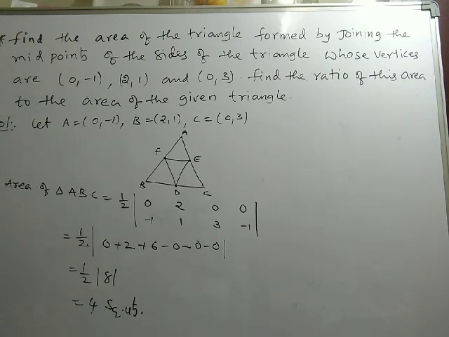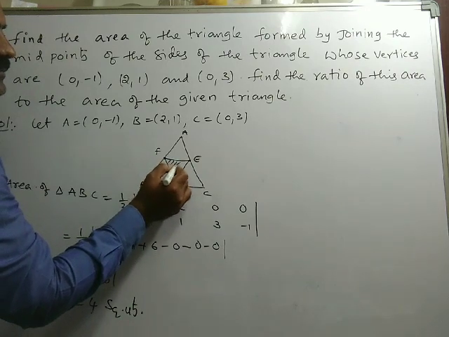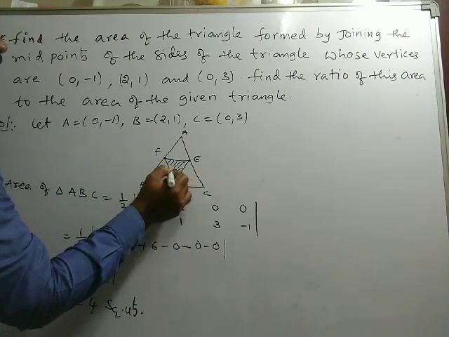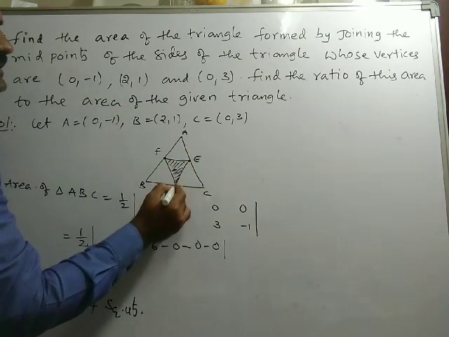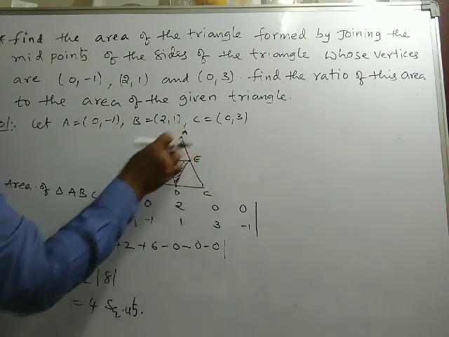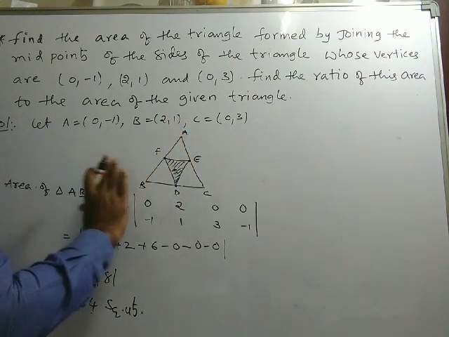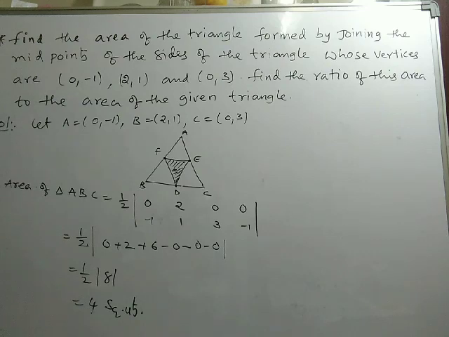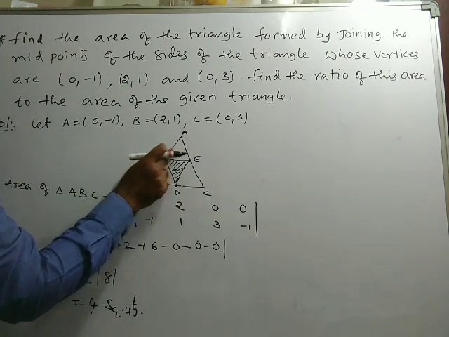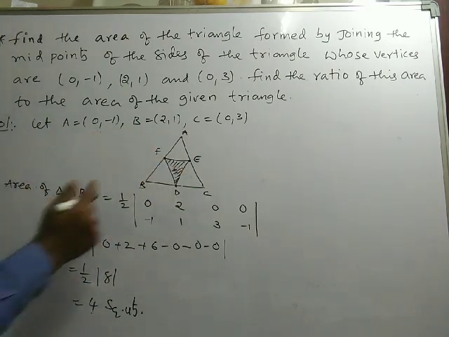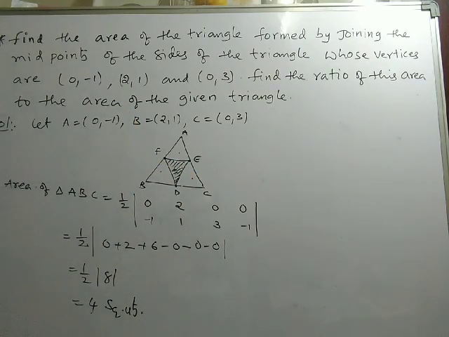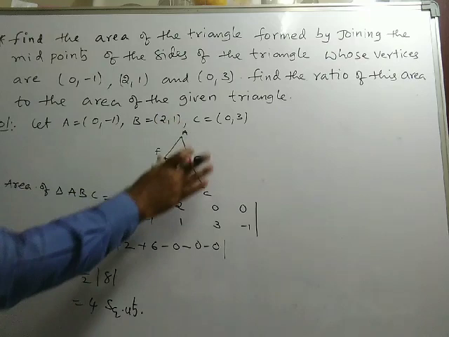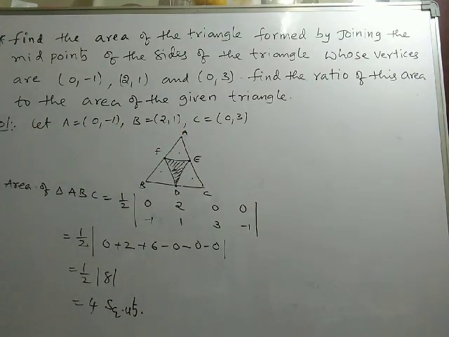Now listen to this. Can you tell me the area of this shaded region, I mean the area of triangle DEF? Finally, on joining the midpoints of the sides, this entire big triangle ABC is divided into 4 equal parts. That is, first triangle, second triangle, third one and fourth one. So 4 equal parts, and finally the 4 triangles have the same area.